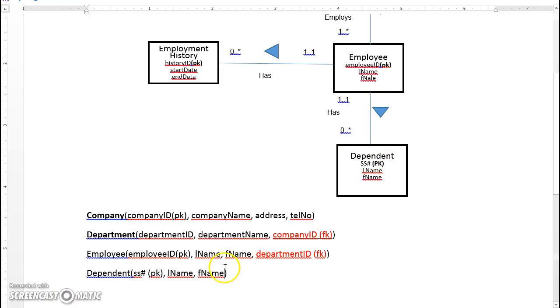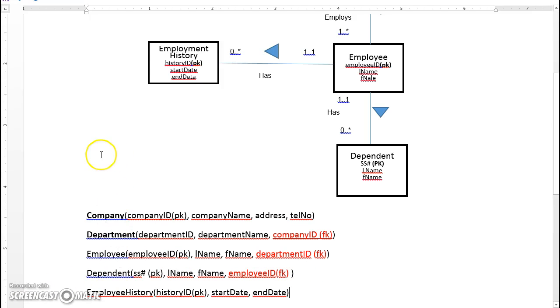So in the dependent relation, we can also add the primary key of the one side. This is the many side. The one side is employee ID. So I'm going to add employee ID and put it as a foreign key, because this is one-to-many. So in the many side, I add the primary key of the one side.